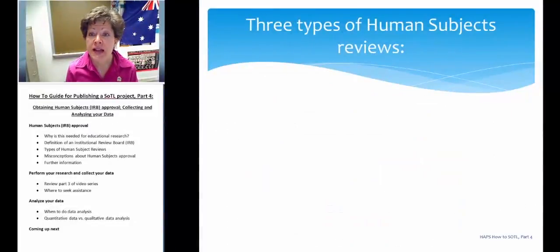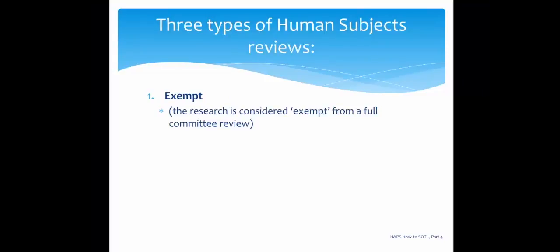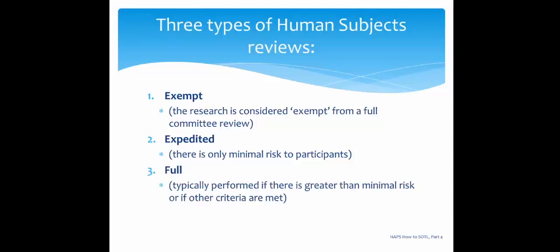So there are basically three types of human subjects reviews: exempt, expedited, and full. An exempt human subjects review means that the research is considered exempt from a full committee review. It's still evaluated by someone in the institutional review board, but it may not necessarily have to go to a full committee. Second level is expedited. That means there may be minimal risk to participants, but there may be a few other things that involve more than one individual at the institutional review board looking at it, and they may require some additional stipulations for your study.